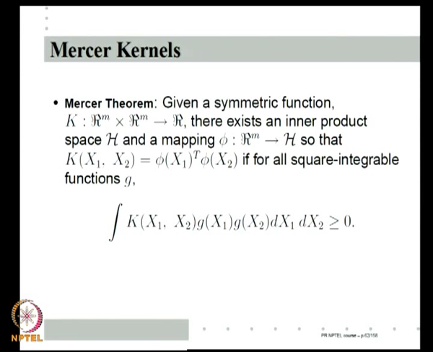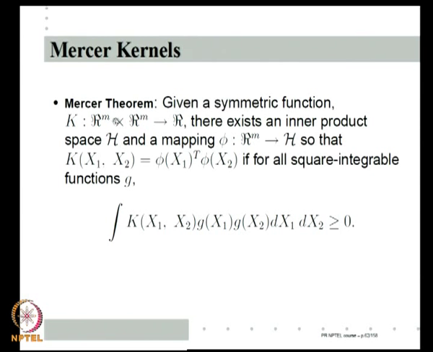Mercer's theorem says that given a symmetric function which maps Rm cross Rm to R, there exists a space H. I call it an inner product space, meaning in the space H there is an inner product defined, like your dot product x transpose y. Technically this is called a Hilbert space, a vector space in which a norm and an inner product are defined, and which is closed with respect to this norm, meaning every Cauchy sequence is convergent there. If you do not understand what I am saying, it does not really matter at present.